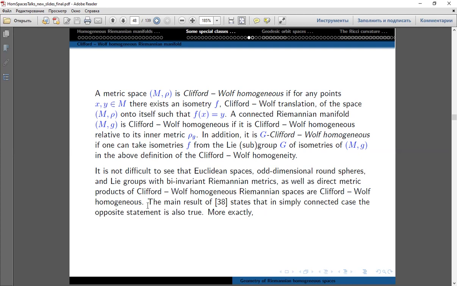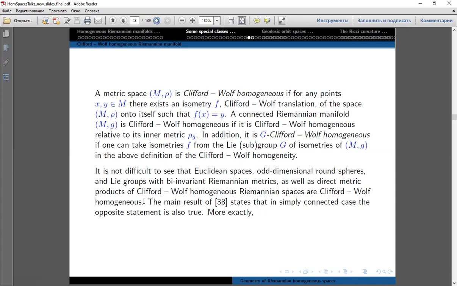And also all Lie groups with a bi-invariant Riemannian metric also have this property. Why? Because left shifts commute with all right shifts, and right shifts act transitively. Therefore, all left shifts are Clifford-Wolf translations, as well as all right shifts are Clifford-Wolf translations. Therefore, any Lie group with a bi-invariant Riemannian metric has this property. It's Clifford-Wolf homogeneous.